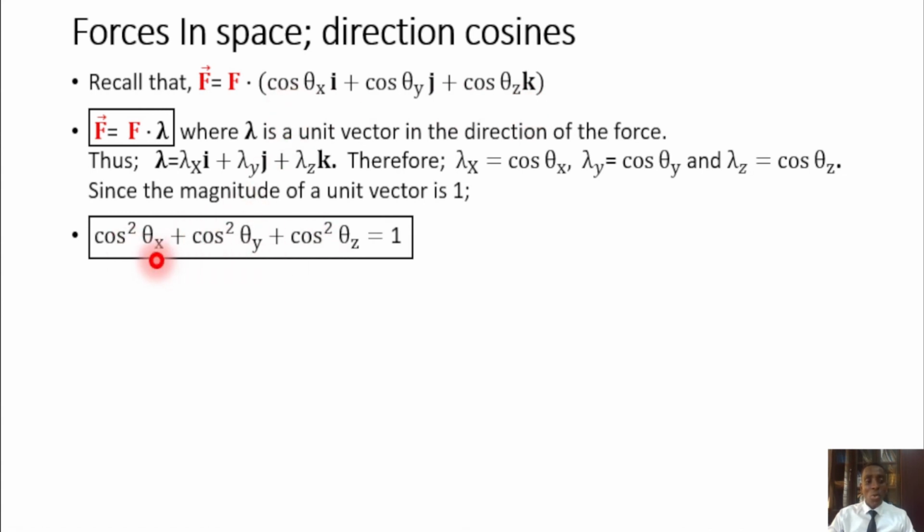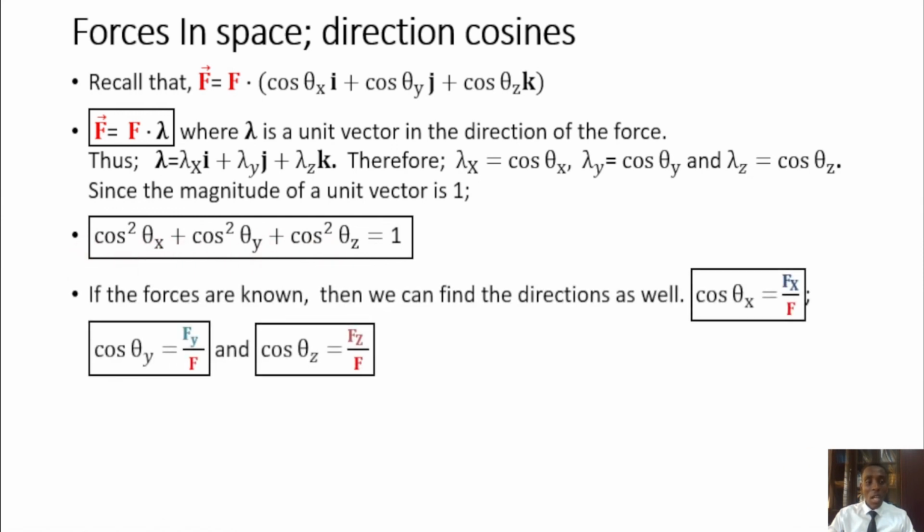This relationship is very useful when you are given one angle or two angles the force makes with the axes, and you are asked to find the other one. You are going to use this formula. So if the force components are known, then we can find the direction as well. The direction cosine cos theta x is Fx over F, cos theta y is Fy over F, and cos theta z is Fz over F.